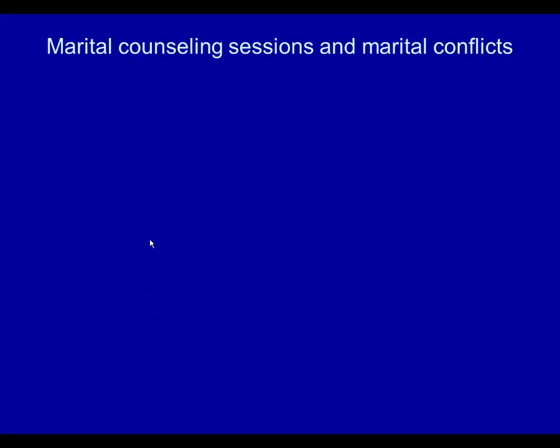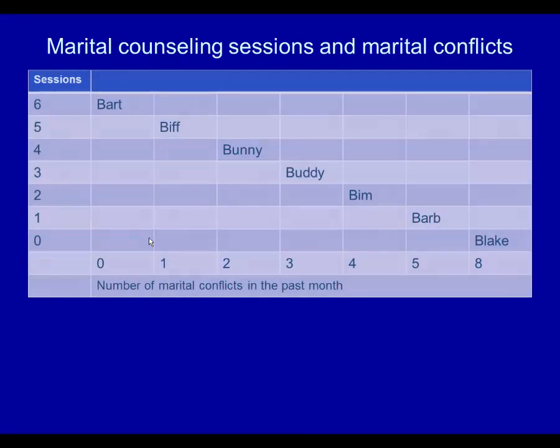Marital counseling sessions and marital conflicts. Here we have sessions. How many sessions did you go to? 0, 1, 2, 3, 4, 5, 6. How many marital conflicts have you had in the past month? 0, 1, 2, 3, 4, 5, 6, 7, 8. Here we have a negative relationship that is also perfect.